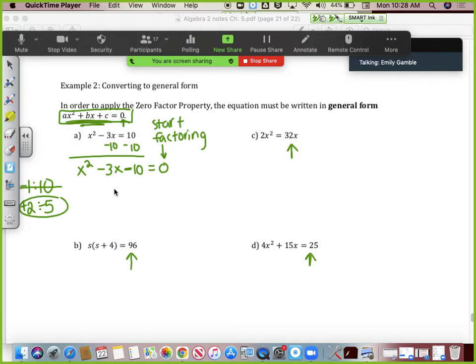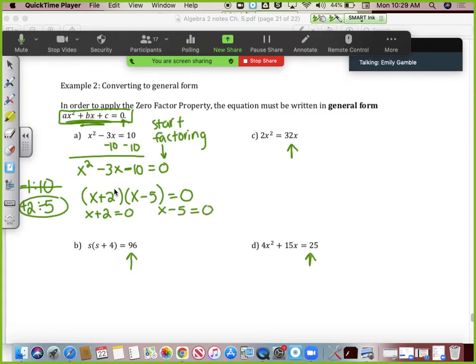So we put it into its factored form as x plus 2 times x minus 5 equals 0, or if you reverse it, that's fine, as long as the minus sign is with the 5 and the positive is with the 2. You can rewrite it as x minus 5 times x plus 2. The last step is to use the zero property to split these up into two separate equations: x plus 2 equals 0, and x minus 5 equals 0.